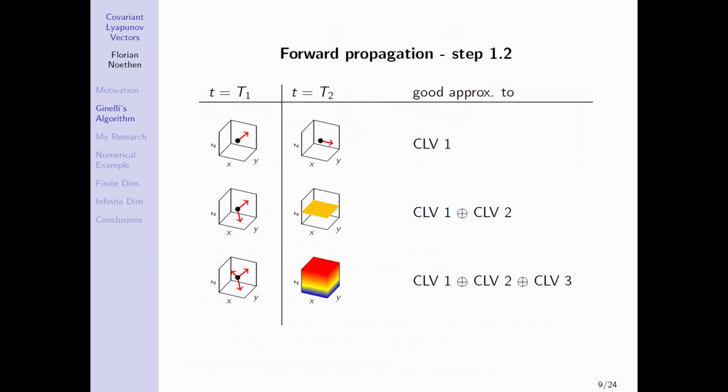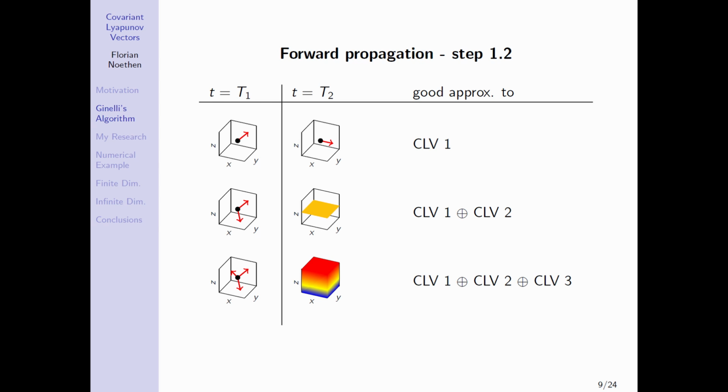Looking at forward propagation, first imagine one vector in tangent space that can evolve freely over time. So we propagate this vector forward and see that it will align with the fastest expanding direction, that is the first CLV. What happens if we have a second vector? Well, nothing special will happen. This vector, like the first vector, will align with the fastest expanding direction, so the first CLV. However, if we look at the span of the first two vectors, this will give us a two-dimensional subspace, which will align with the fastest expanding two-dimensional subspace, that is the span of the first two CLVs.